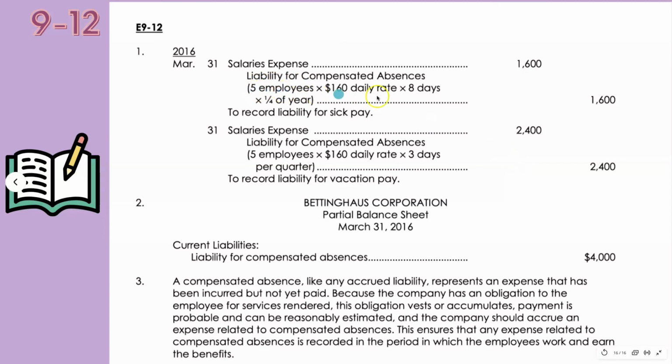So you take the number of employees times the daily rate for those employees times the number of days to record the liability for sick pay or vacation pay, and how it would be presented on the balance sheet as well.